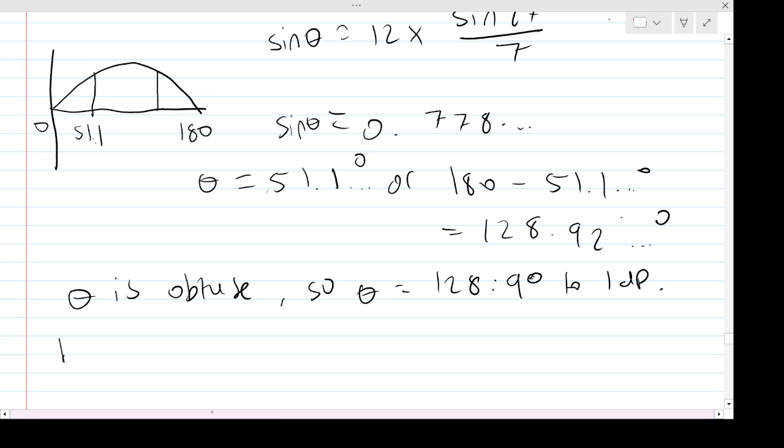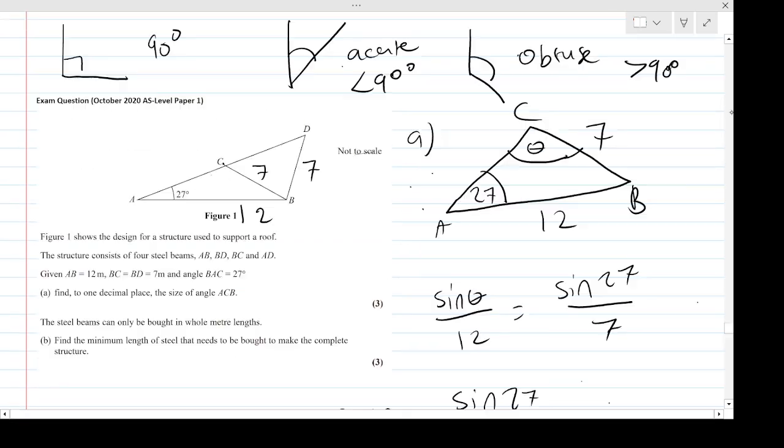Okay, part B then. So have a look at the other question, the other part. So it says the steel beams can only be bought in whole metre lengths. Find the minimum length of steel that can be bought to make the complete structure. So this is basically asking for the perimeter, so all the lengths of this whole triangle here. Basically all the lengths. Right. So what do we have? Well, we know this, AB here is 12. We know this length here is 7, BD. BC is 7 as well. So really the only length we need to work out is AD.